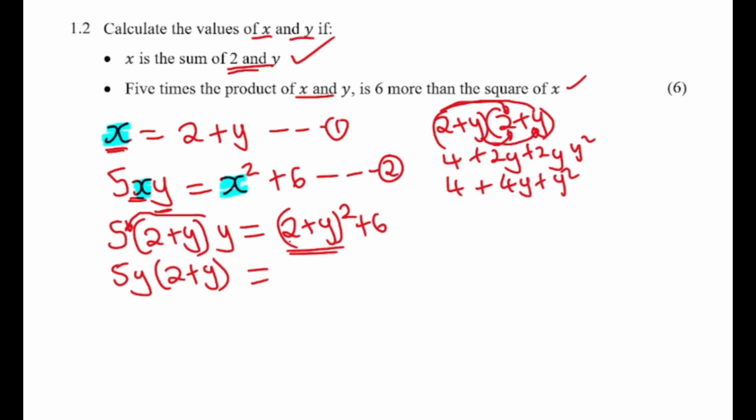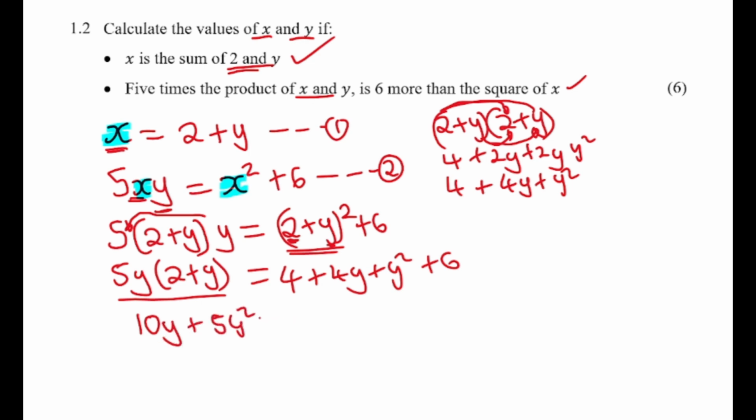But if you want, you can just square this: you get your 4, and then 2 times 2 times y, you get positive 4y, and then you square the y, it becomes y squared, okay? Then plus 6. Right, we need to get our standard form here. Let's expand this one. So it's going to be 10y plus 5y squared is equal to 4 plus this 6, which will give us 10. So it means we have y squared plus 4y plus 10.